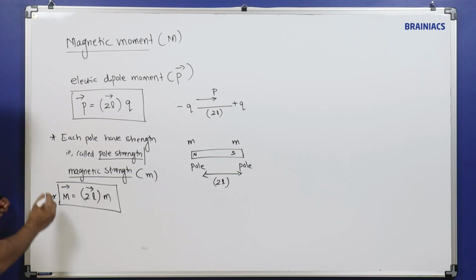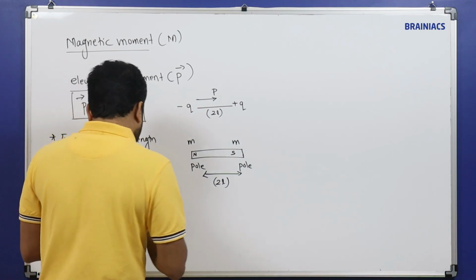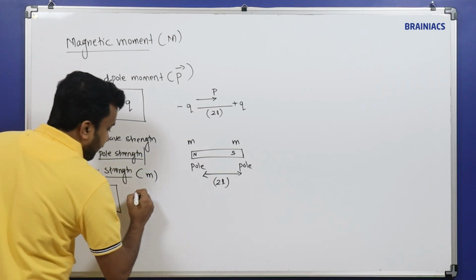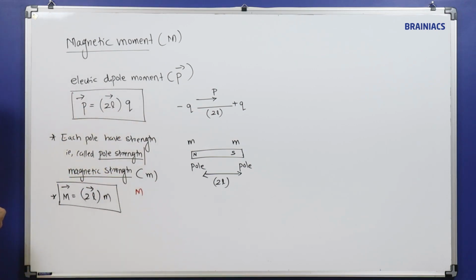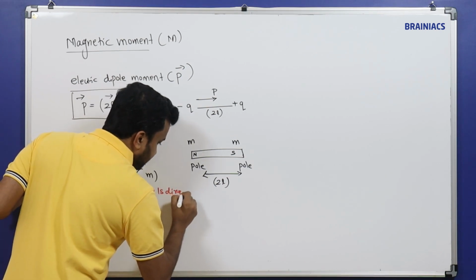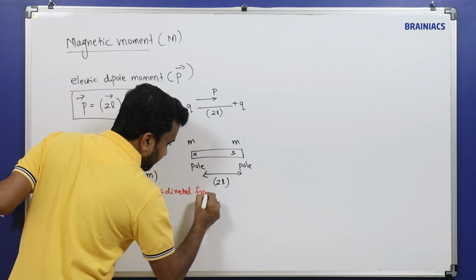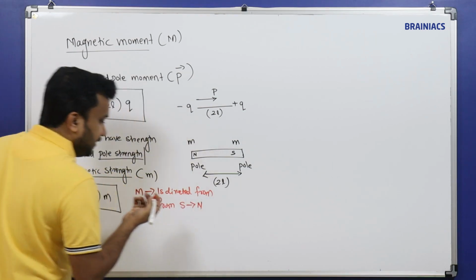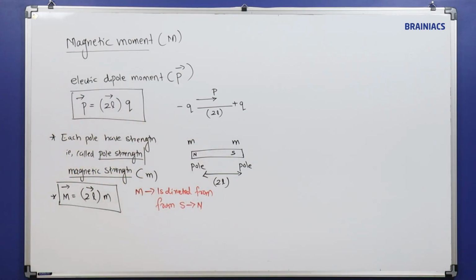The first point of difference: the magnetic moment M is directed from south to north. This is important. Magnetic moment is directed from south to north.